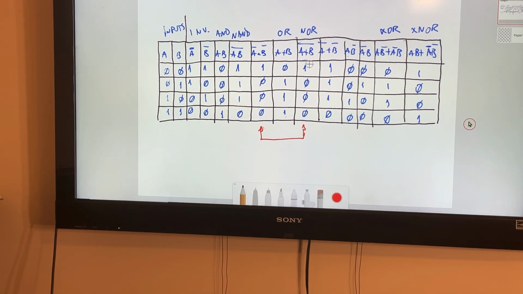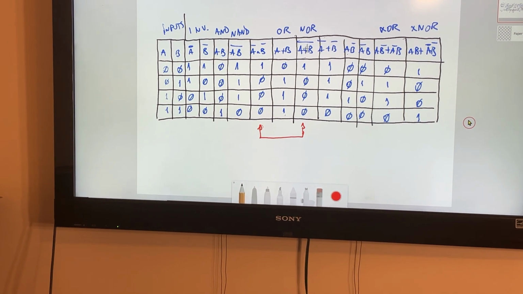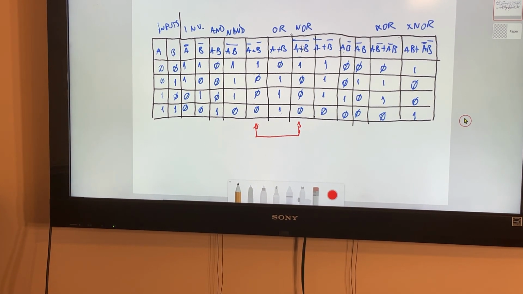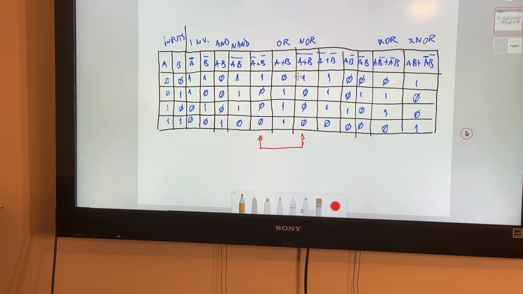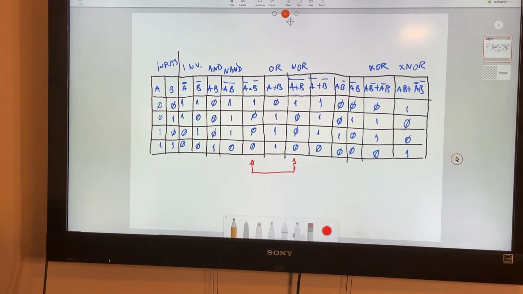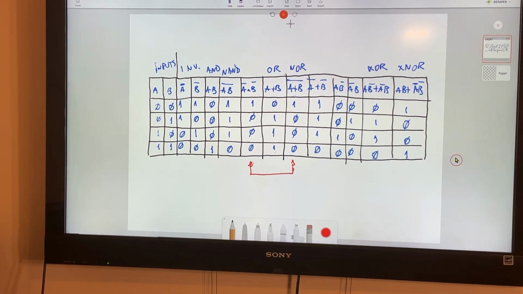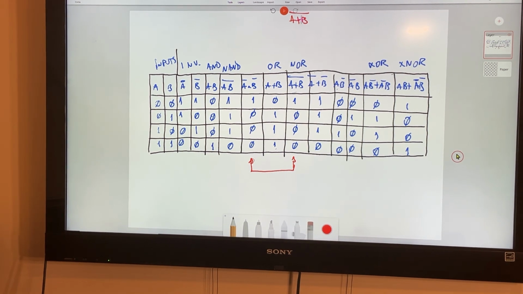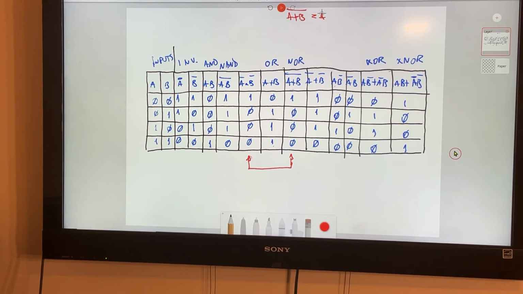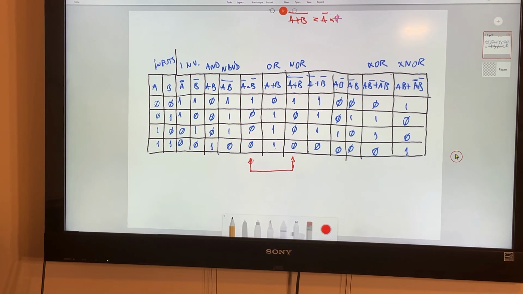The meaning of that is what is in the head of the column, the mathematical expression here, are equivalent. And I'm going to write this thing right here in the top, okay? So it's going to be right here. A plus B with a big bar in the top is the same as A bar times B bar.